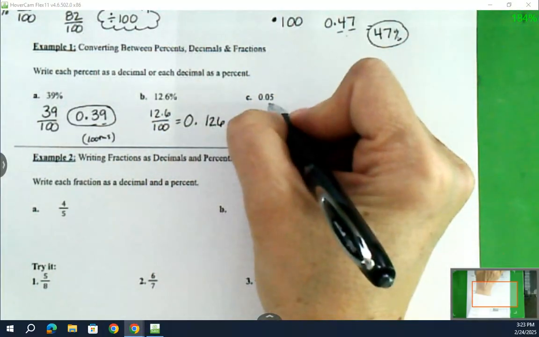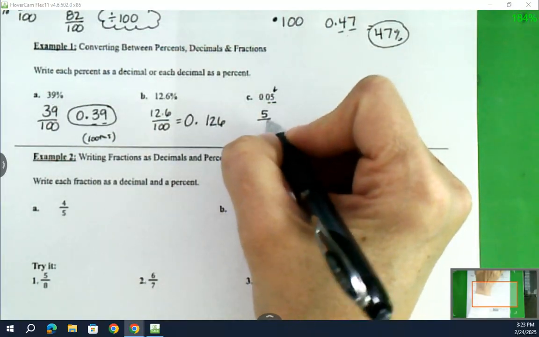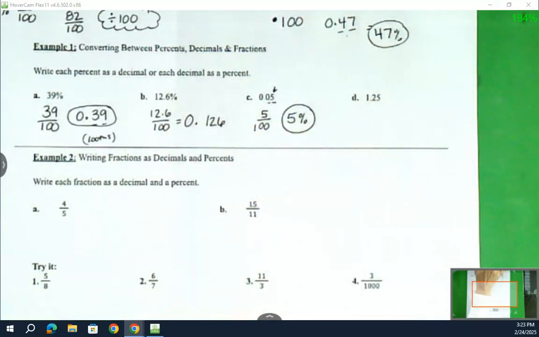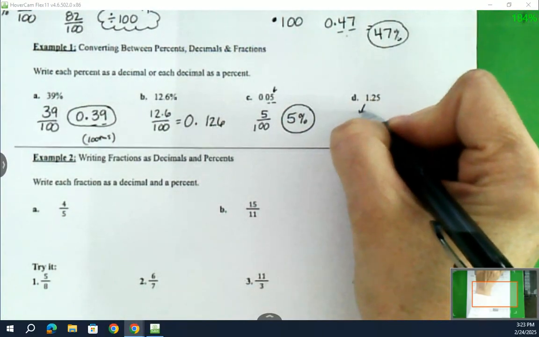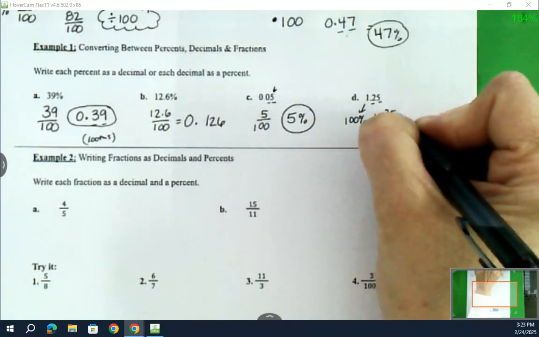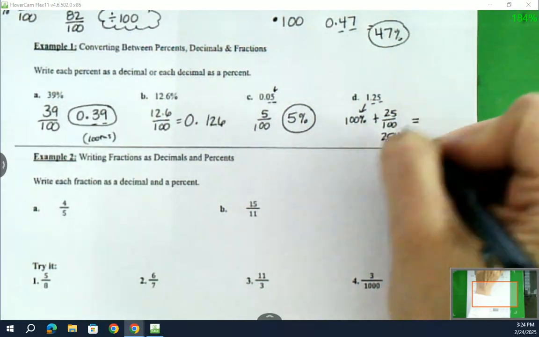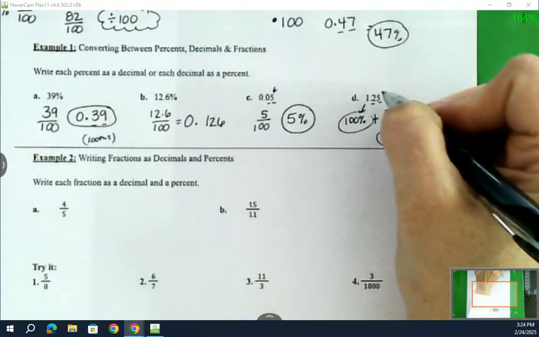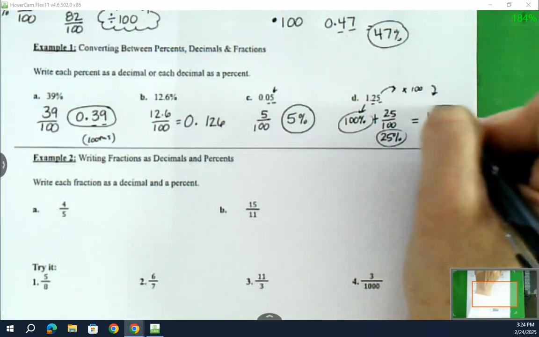Here we have a decimal. That's tenths, hundredths, 5 in the hundredths place. So 5 in the hundredths place, which means 5%. And in part D, we have 1.25. 1 is a whole number, so that's going to be 100% plus 25 hundredths, which is going to be another 25%, for a total of 125%. Again, we could just take this number, multiply it by 100, and that will give us our percent.